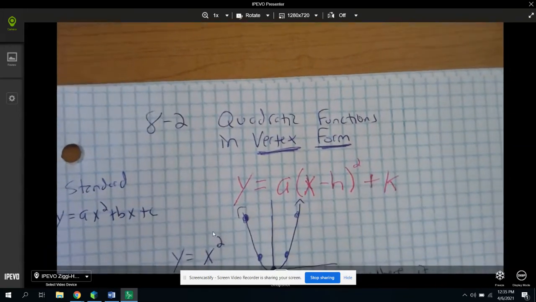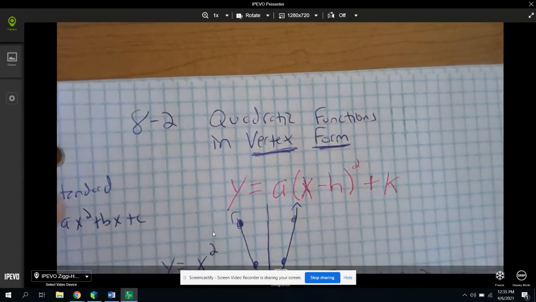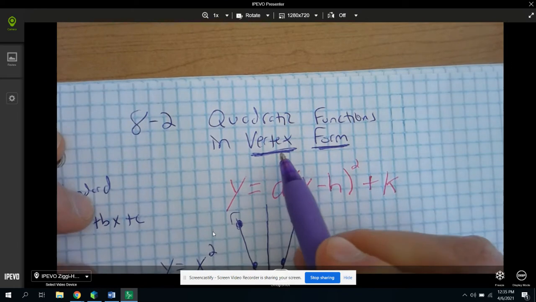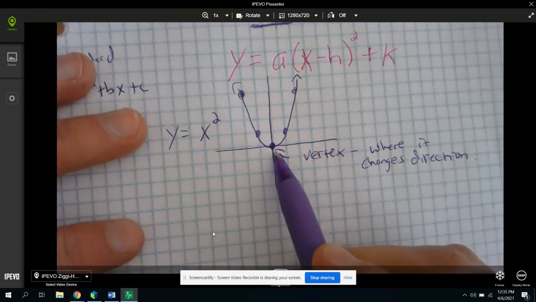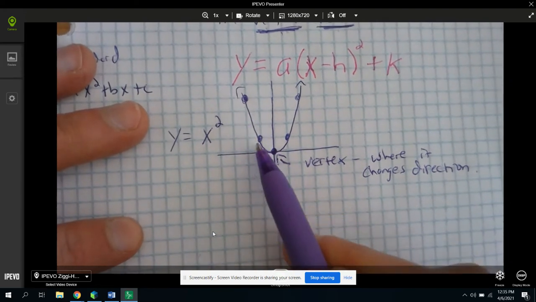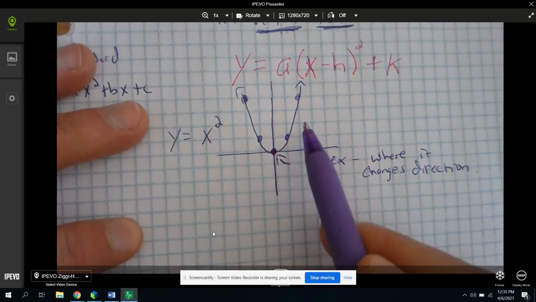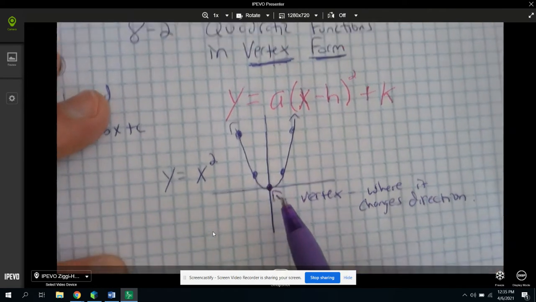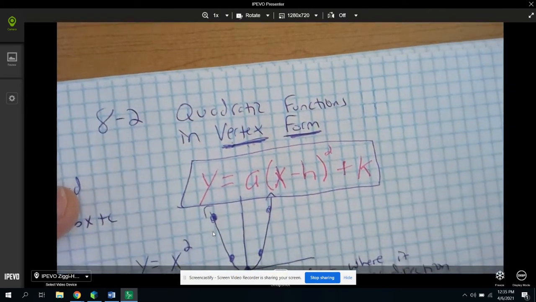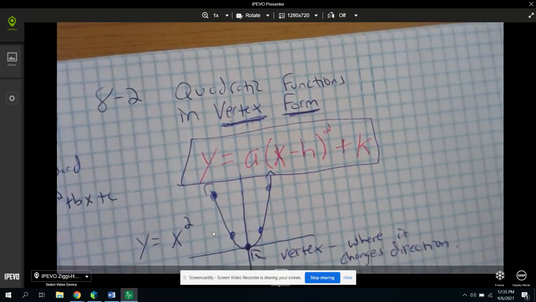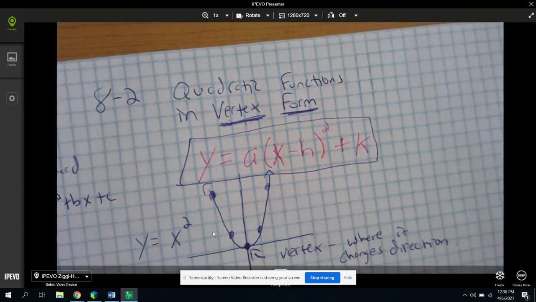Hey guys, moving on to 8.2, quadratic functions in vertex form. Everything we do today is going to be based off the vertex. If you'll remember, the vertex is kind of where the parabola changes direction. We're talking about vertex form, and this is vertex form right here. Copy that down. y equals a times (x minus h) all squared plus k.